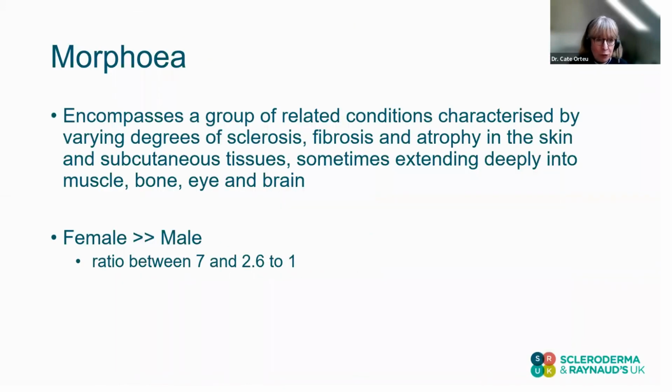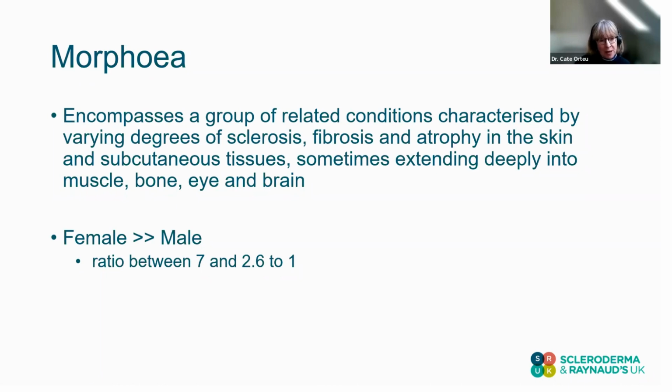So what is Morphoea then? Morphoea encompasses a group of related conditions which are characterized by varying degrees of skin thickening and fibrosis, and then subsequently skin thinning. And it can involve the skin, the underlying subcutaneous tissues, so the fat, and sometimes can extend more deeply into the fascia, the muscle, and on the head and neck, in a smaller proportion of patients, it can involve bone, eye, and brain.